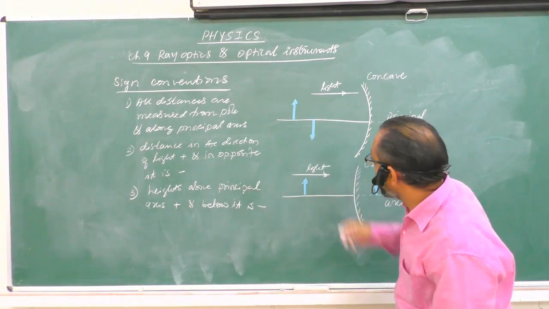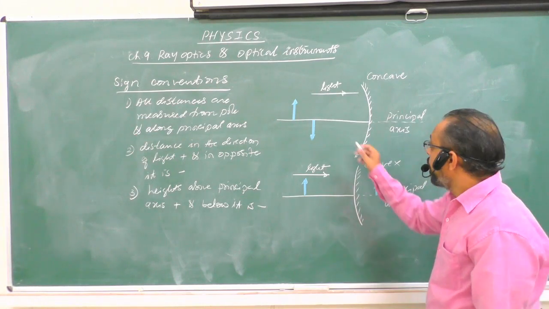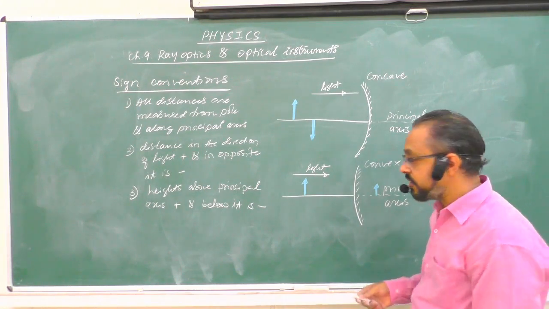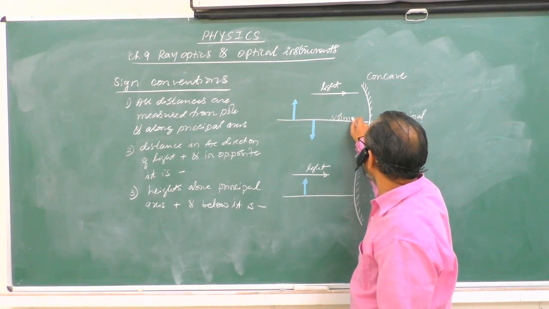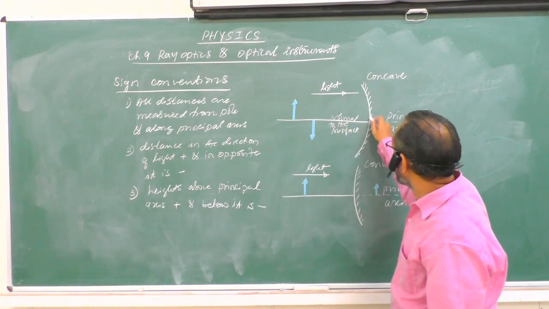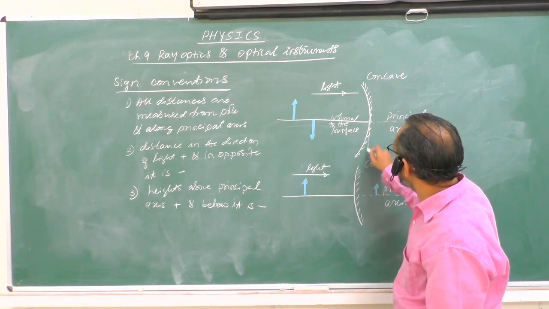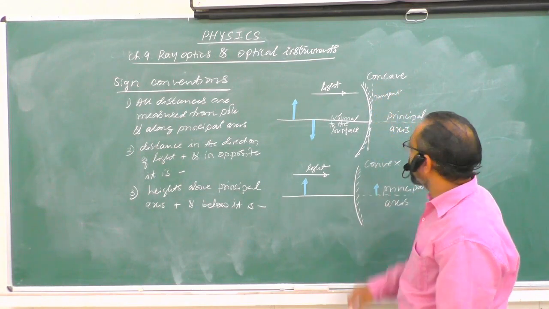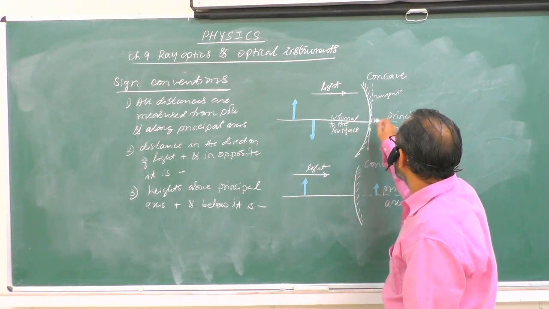Now, in both of the mirrors, concave or convex, we take this line as the principal axis. What actually is the principal axis? This is nothing but a line which is normal to the surface. For this surface at this point, if I draw a tangent, here is the tangent, right? For that tangent, this line is perpendicular.